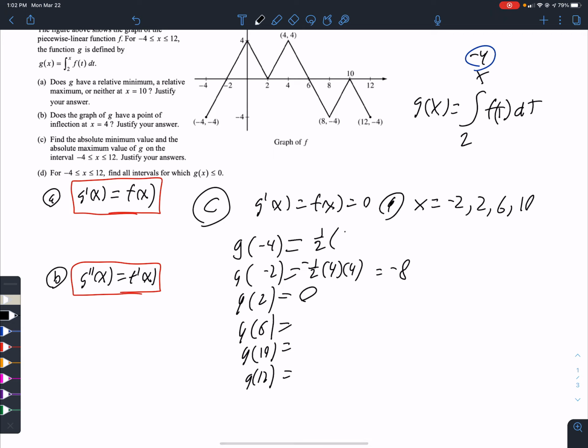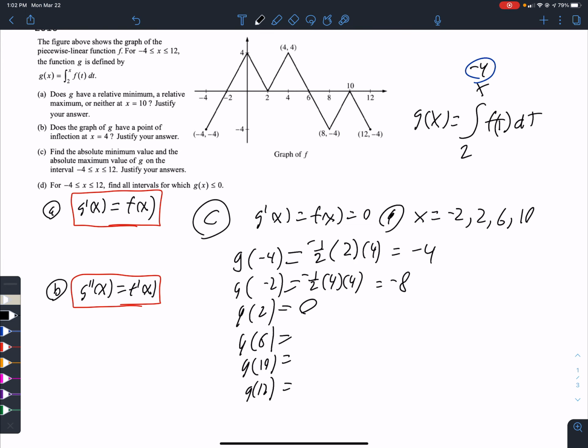1/2 base times height. But again, it's above, which is normally positive, but since I'm going backwards, it's going to be negative. So that's going to be -4. And then we'll go to 6. So the integral from here to 6, we're going forwards. So that's going to be 1/2 base times height, which is 1/2. The base is 2 and the height is 4. So that's going to be 4. We're just doing net area, and we're finding the area of that shape.